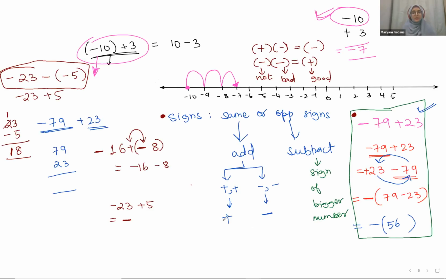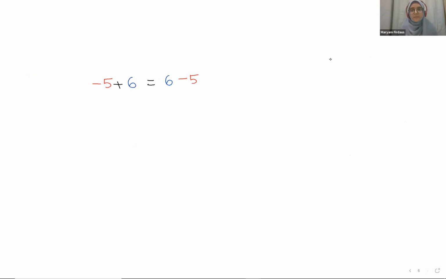So the same thing we are doing over here, minus 23 plus 5. So let's do this. Minus 23 plus, I'm sorry, just give me a second. 5 minus 23. Very good, you got it. Excellent. So let me just write this. This is equal to 5 minus 23. We can also write this as minus of 23 minus 5.